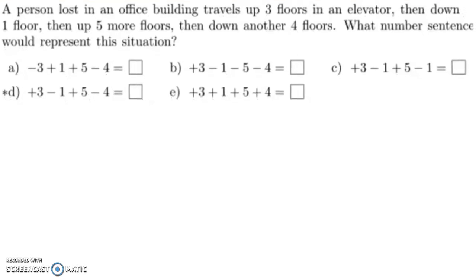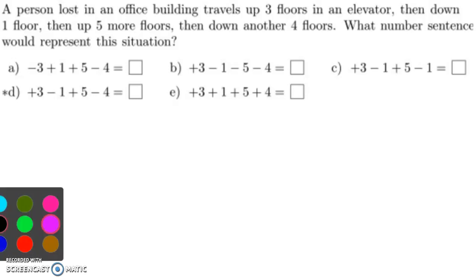It says a person lost in an office building travels up 3 floors in an elevator, then down 1 floor, then up 5 more floors, then down another 4 floors. What number sentence would represent the situation?